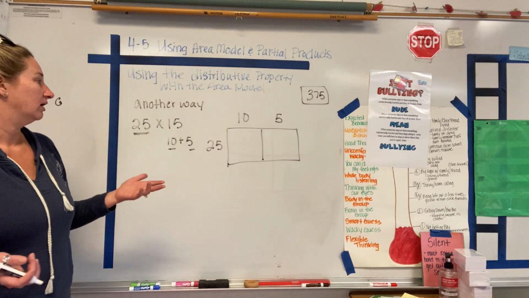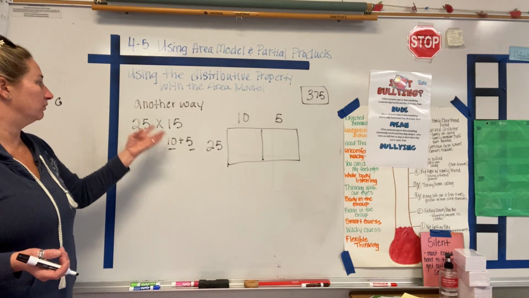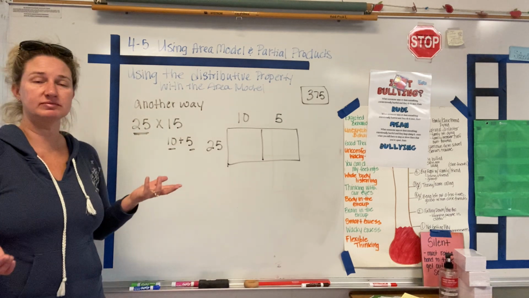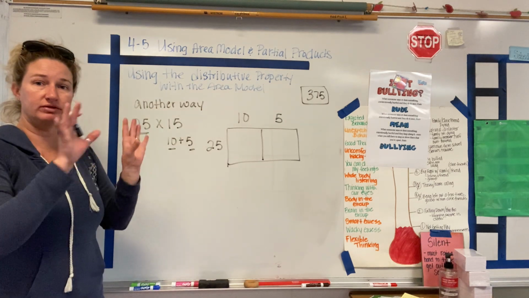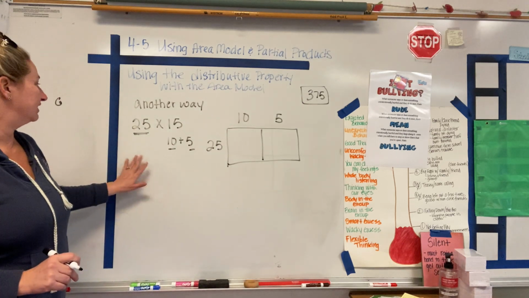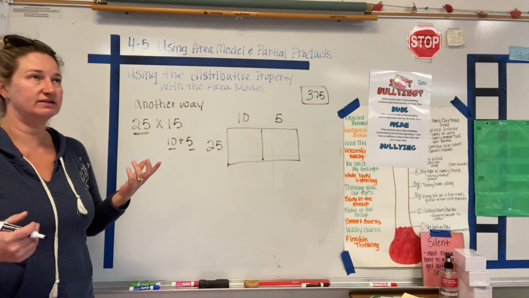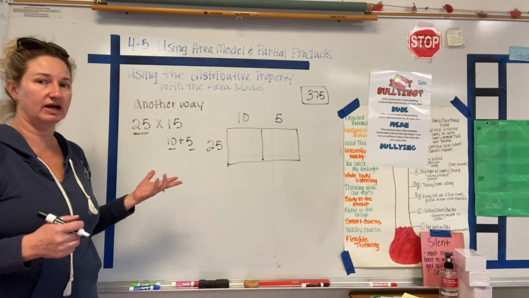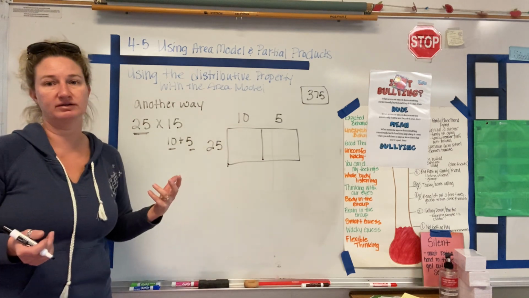Okay, so it works well with this problem. Some problems, it's going to be better just to break all the numbers apart, draw your 4 boxes, and multiply that way. With this, since I have a 10 and a 5, and those are easy numbers to multiply by, I can kind of shorten it up and just use the 2 boxes.